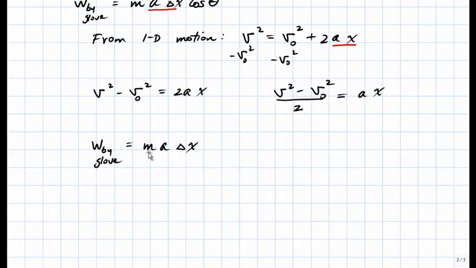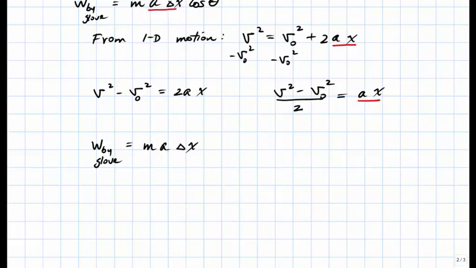Well, the mass is positive. This acceleration over here will be negative because the final velocity is 0. The initial velocity is not 0. Therefore, we'll get a negative result. And therefore, we obtain the outcome that we're looking for, which is a negative value for the work done by the glove. Now, let's make this observation.